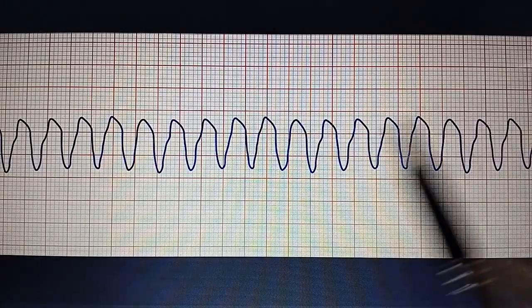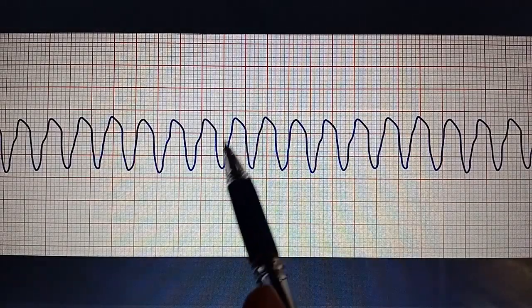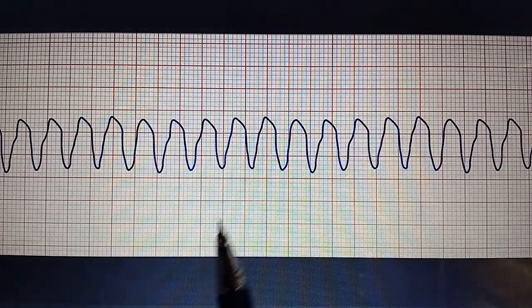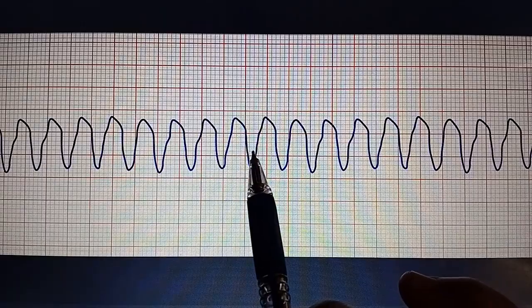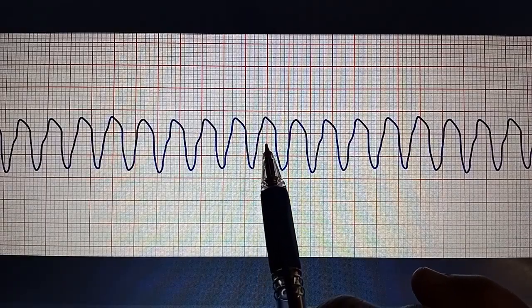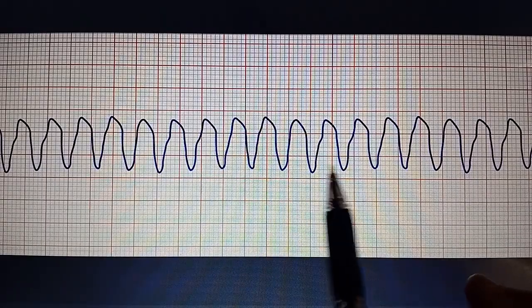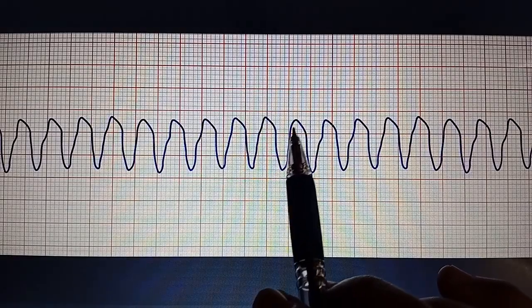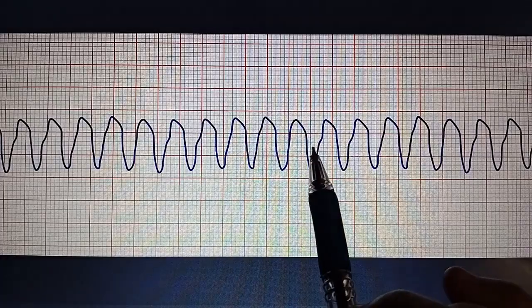Now we have another ECG, and this is actually the ventricular tachycardia. As I've already told you in the previous video, ventricular tachycardia is actually the wide QRS complex seen in the ECG, and no P wave can be identified on this ECG strip.